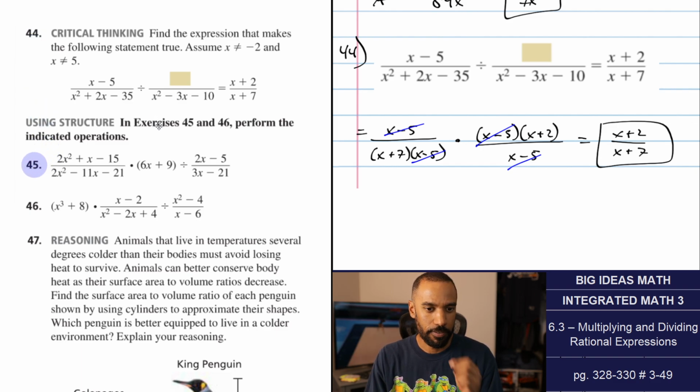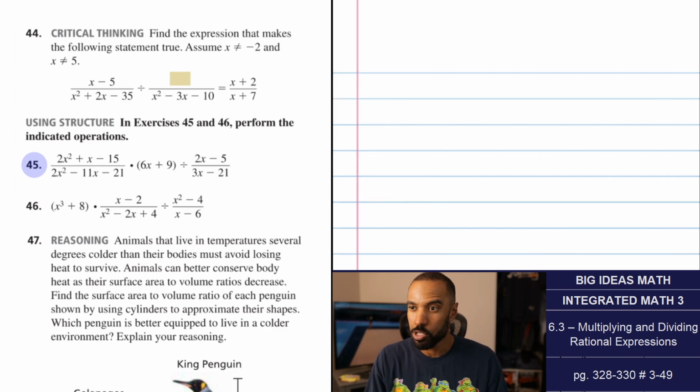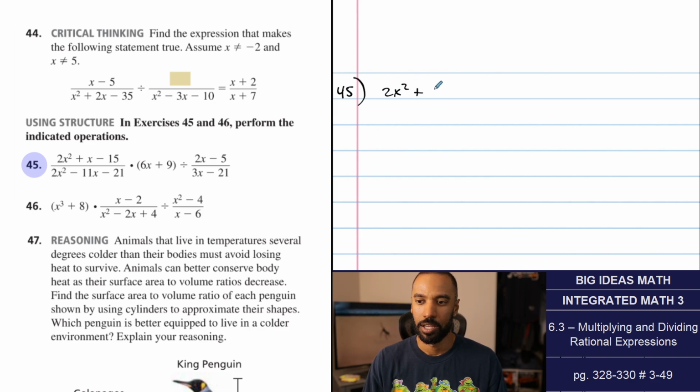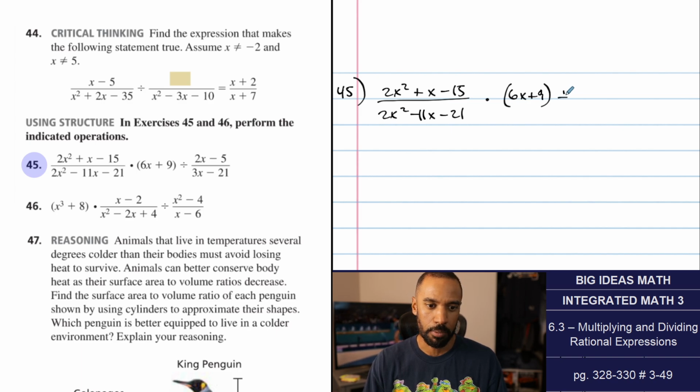In exercises 45 and 46, perform the indicated operations. Oh, you have multiple things going on. Okay, a multiplication and a division. How about that? We have 2x squared plus x minus 15 and a larger set of quadratic things with 2's. And 2's not a common factor. Ooh. 6x plus 9, just as its own. It's over 1, but whatever. 2x minus 5 over 3x minus 21.